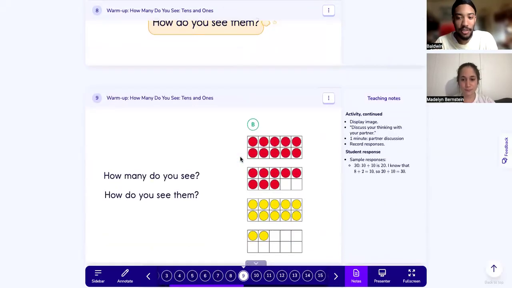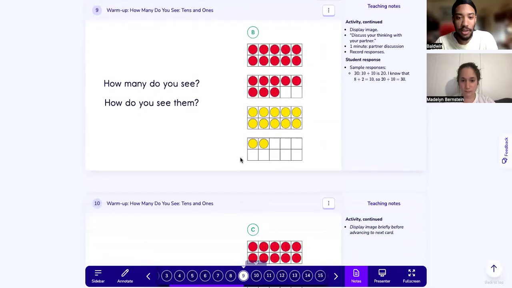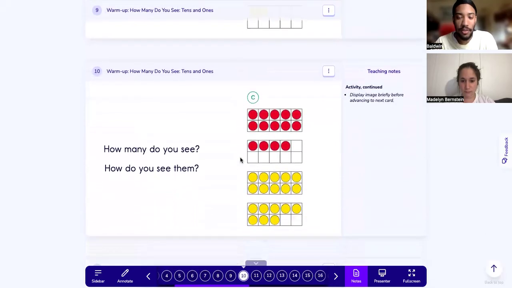Okay. Let's do one more of these here. How many do you see and how do you see them? Take 20 seconds. We'll talk about it right after. Okay. How many do you see? I see 15 red and 17 yellow. Okay, so you said 15 red, 17 yellow. Let's count the reds to start with. So we see how many here? This is a group of 10.